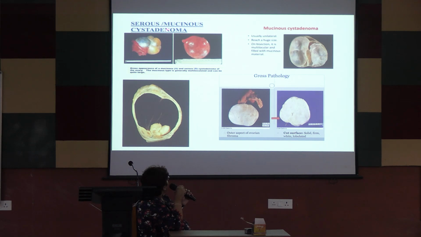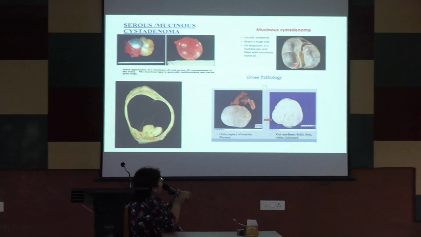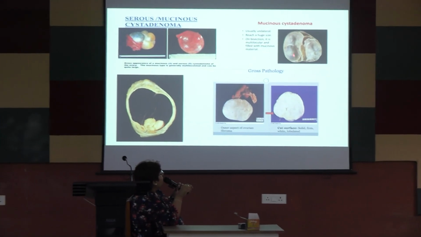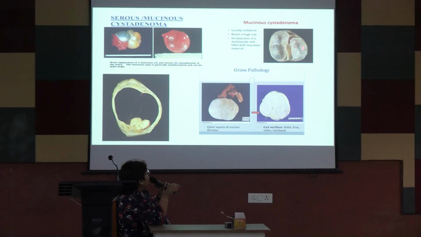So, here is the serous cystadenoma, a single thin-walled uniloculated cyst. This is a serous cystadenoma. In mucinous cystadenoma, you can see there are multiple locules, a multiloculated cyst. There are the locules. Here is one, here is one, here is one, in between. So, it is a multiloculated cyst.